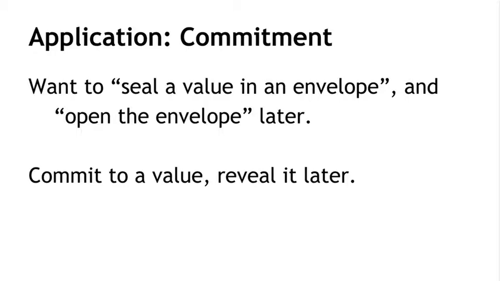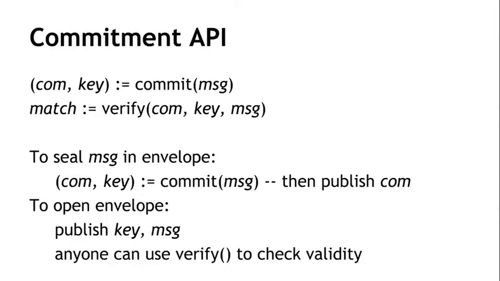So to be more specific about what is the API that we're going to provide here, the commitment API looks like this: there are two things you can do. First, you can commit to a message, and that's going to return two values, a commitment and a key. Think of the commitment as the envelope that you're going to put on the table, and the key as a secret key for unlocking the envelope. Then later, you allow someone else to verify, given a commitment and given a key, which you've told them in the meantime, and the message, that that commitment, key, and message really do go together, and this will return true or false.